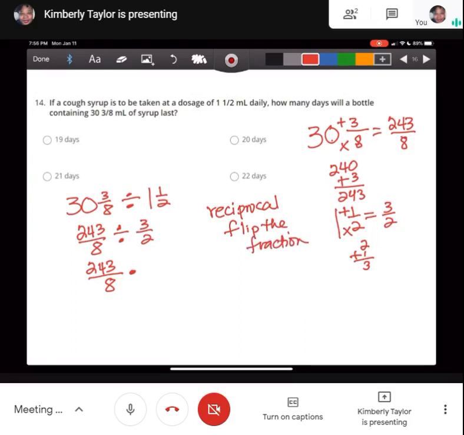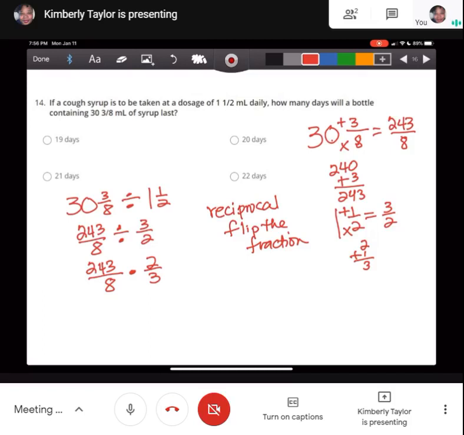So we have to multiply the first fraction by the reciprocal of the second fraction. And so if we flip the fraction, we just get 2/3. So now you can multiply straight across. You can do 243 times 2, and then 8 times 3, and you get numbers.